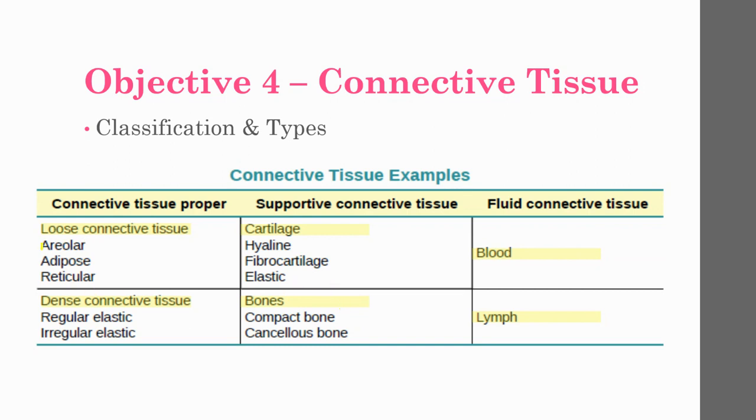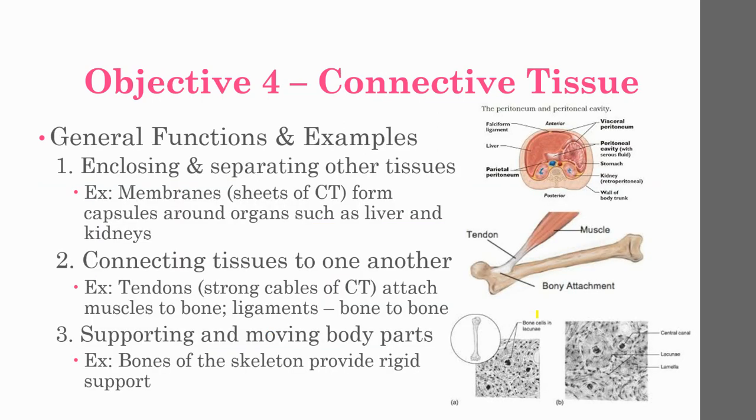The loose connective tissues, that's going to be things like your areolar tissue. They're going to connect a lot of your organs together. Your adipose, which is fat. You're going to have your dense connective tissues, like you'll find in your dermis. Different cartilages for support, bone for support, and then your liquid ones here. And so just the general functions and some examples that you will find in the connective tissue category.